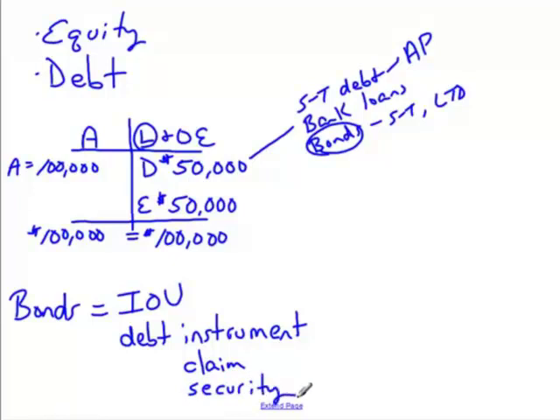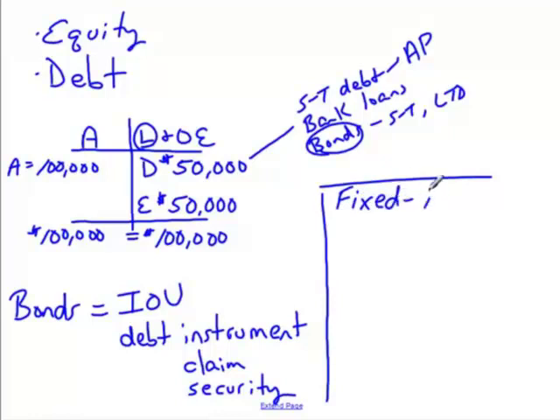Now, bonds are a type of fixed income investment, a fixed income security. And what do we mean by fixed income? A fixed income security is simply a security of an entity that promises to pay a fixed or specified amount of money at a specified time in the future. And it would include preferred stock.